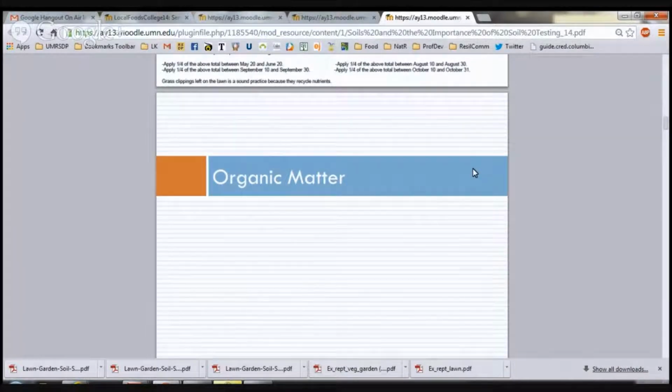Okay, so any others? Okay, so what I thought we'd do now is go through, oh, there's another question. Let's see. If there's a new area that hasn't been a garden yet, but will be, do you go down 4 inches or 6 inches?